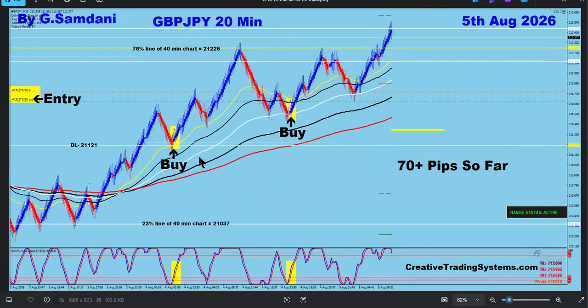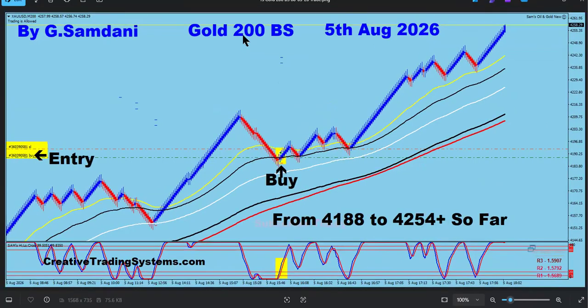Pound yen, again, I remember these lines, 23% line, 78% line I have written here. I made a video explaining what it is and how to read those, right? In your 20-minute chart and 40-minute chart, you read that on the 20-minute chart and the 7-minute chart just to see where exactly you stand in those charts. 70 pip to the upside, pound yen on the 5th. And then you have gold again going to the upside on the 5th. Beautiful entry right there, flying, right? And from 41.88 to 42.54.